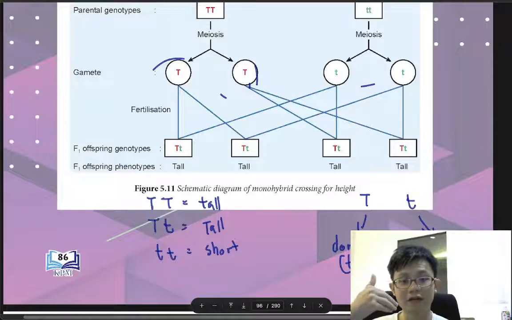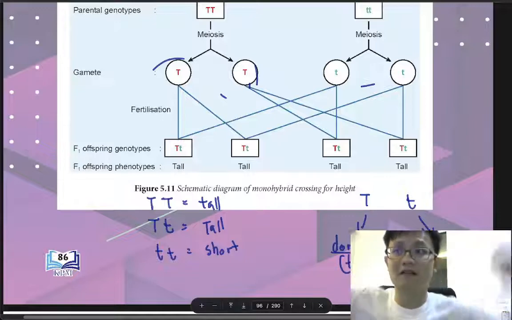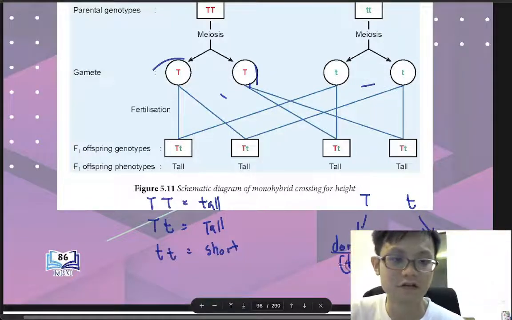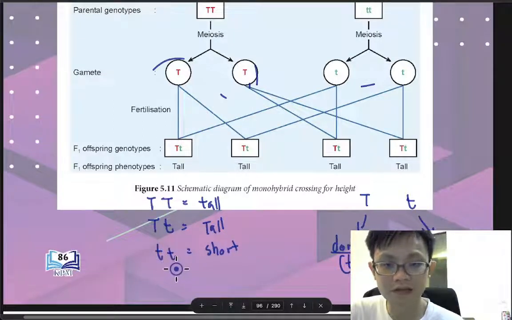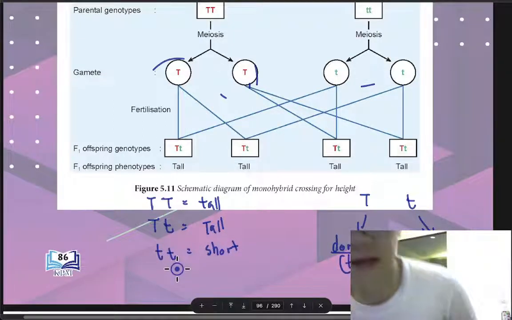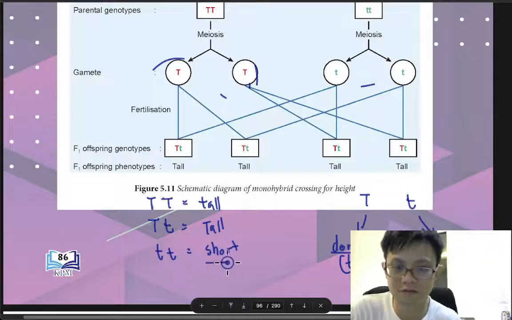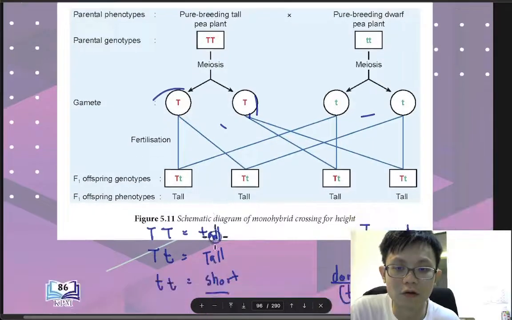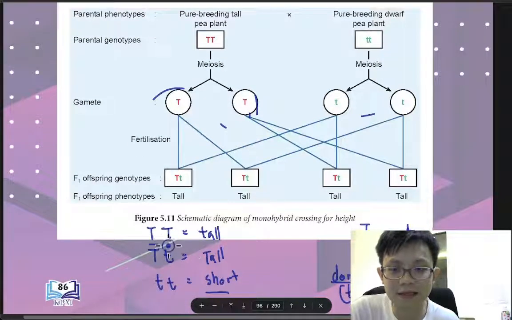Big T and small t, because big T is dominant, dominant means strong or takes the space. So with dominant big T and small t, you also get tall. Small t and small t, you will get short. Okay, this one you will get short. So it depends on the allele.